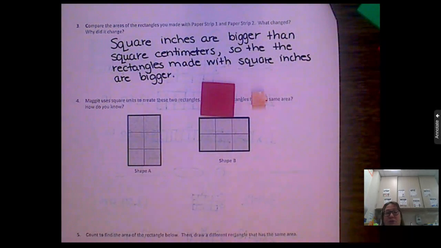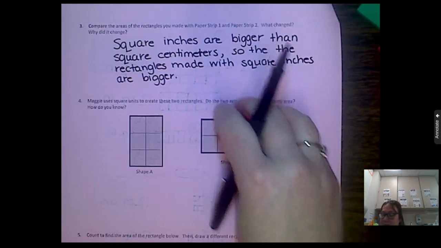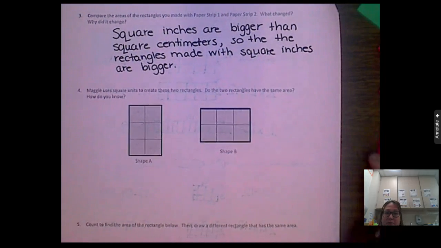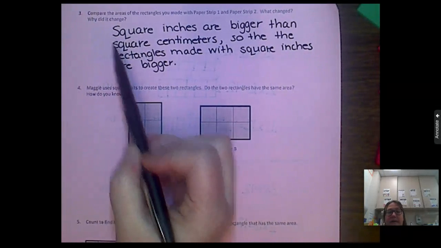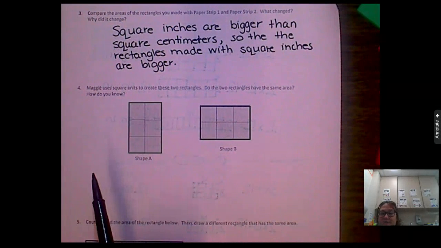If you look at a ruler, you can see that the inches are bigger than centimeters. But we can see that easily too right here with our square tiles. All right, if you need to pause it and finish up with number 3, you can sure do that. Just make sure that your sentence begins with a capital letter and that it ends with a period.